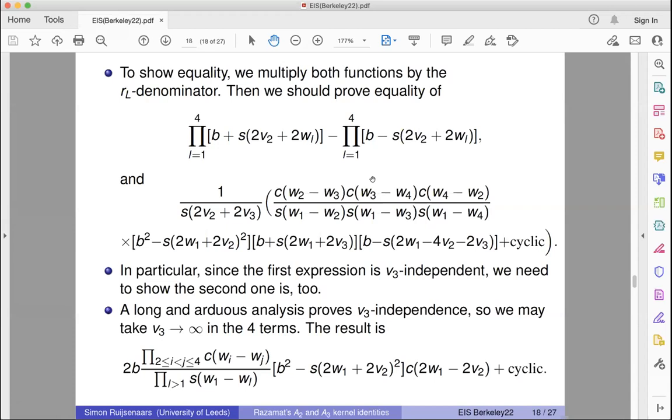So here is one way to prove this equality. Here we have no dependence on V3 at all, whereas here it's all over the place, right? There's lots of V3s in each of these cyclic terms. So that's one way to go about doing this proof: you have to show that this is not dependent on V3. And that can be done. Okay, but that's not something I'm going to sketch. Of course, I'm giving you the reference to the paper at the end. So then we are allowed to take V3 any value that is convenient.